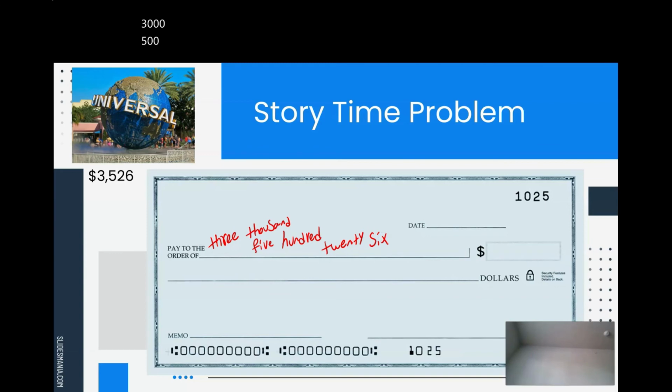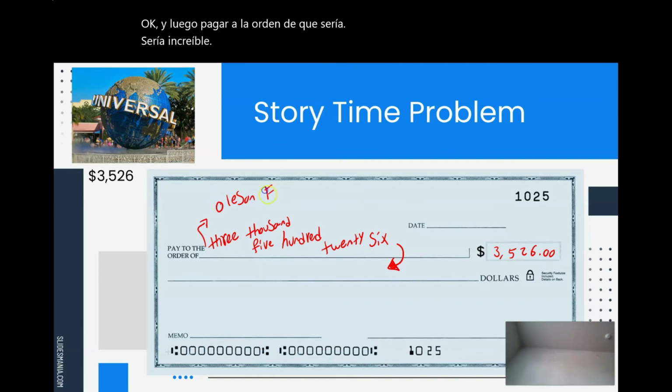3,526. And now we're gonna write it in standard form. 3,526, 0 cents. Okay, oops, this actually goes right here. Okay, and then pay to the order of, it would be Olsen Elementary. Okay, and so now we can write a check.